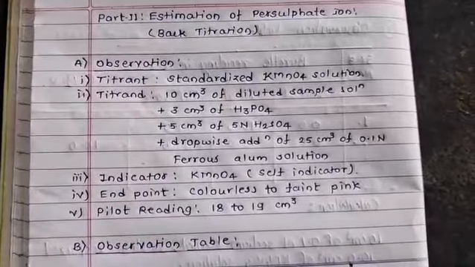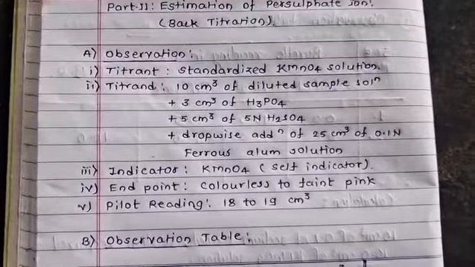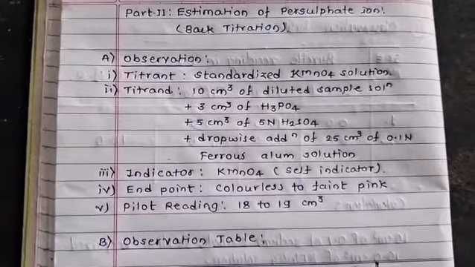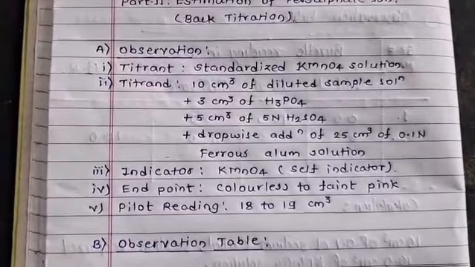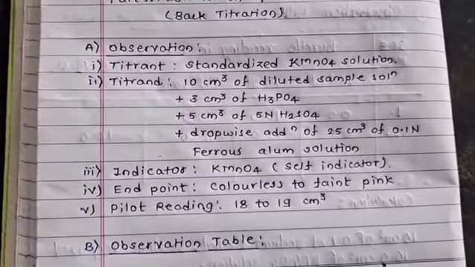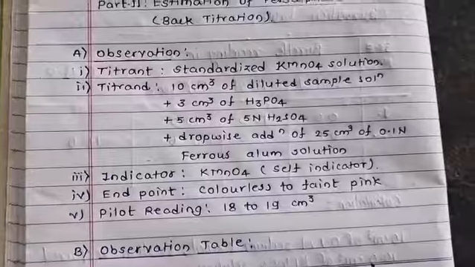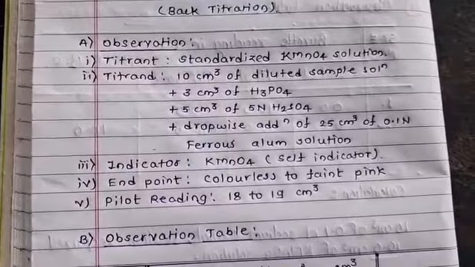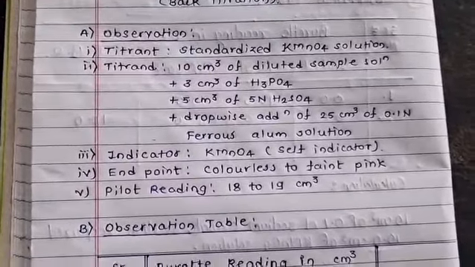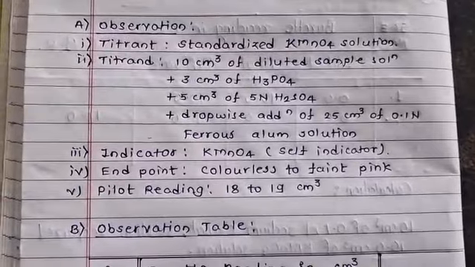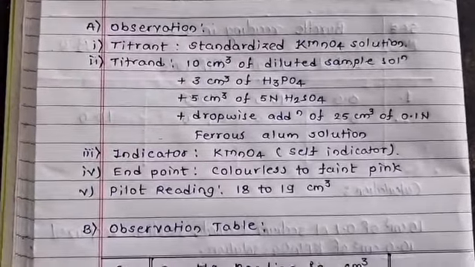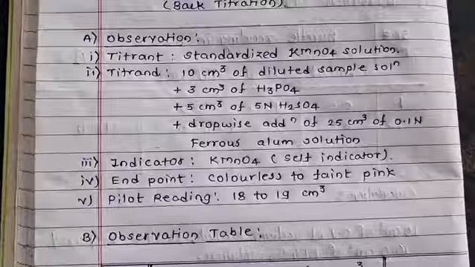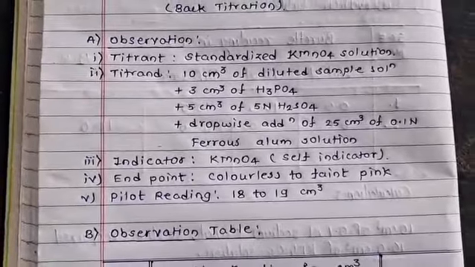Thus, for the estimation of persulphate ion, that is for back titration, the burette solution is standardized KMnO4 solution. In the conical flask, we have pipetted out 10 cm³ of diluted solution. To the same solution we have added the acid mixture, that is 3 cm³ of phosphoric acid, 5 cm³ of 5 normal sulfuric acid, and we have done the dropwise addition of 25 cm³ of 0.1 normal ferrous alum solution. And we have titrated this reaction mixture against standardized KMnO4 solution till the endpoint is colorless to faint pink.